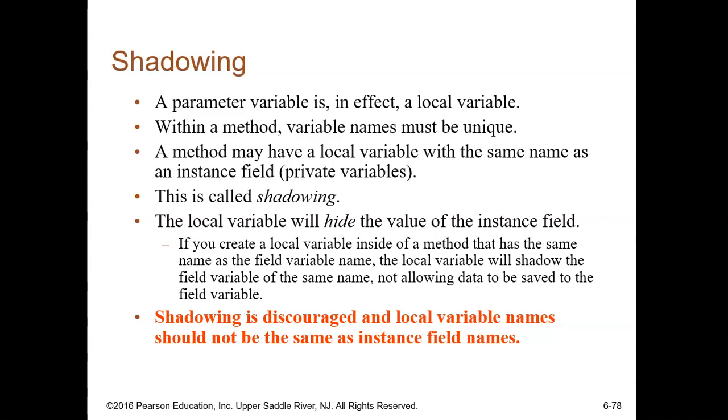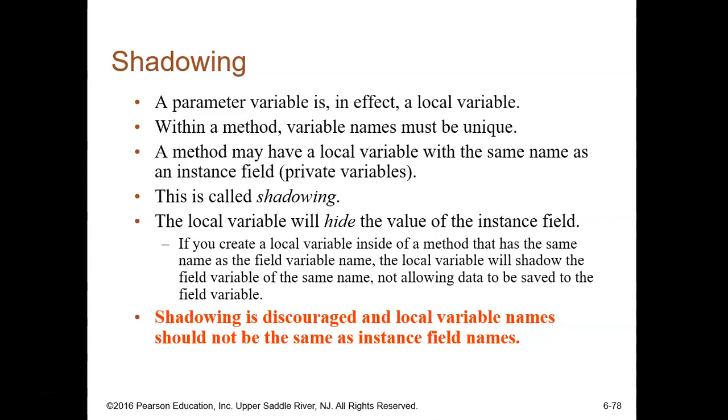So if your intention is to save it to the private instance variable, but you created a parameter name that is the same as an instance variable, it is only going to save that value in the variable for the method, not your private instance variable. So we discourage making your parameter variables the same name as your private instance variables. Make them different in some way.